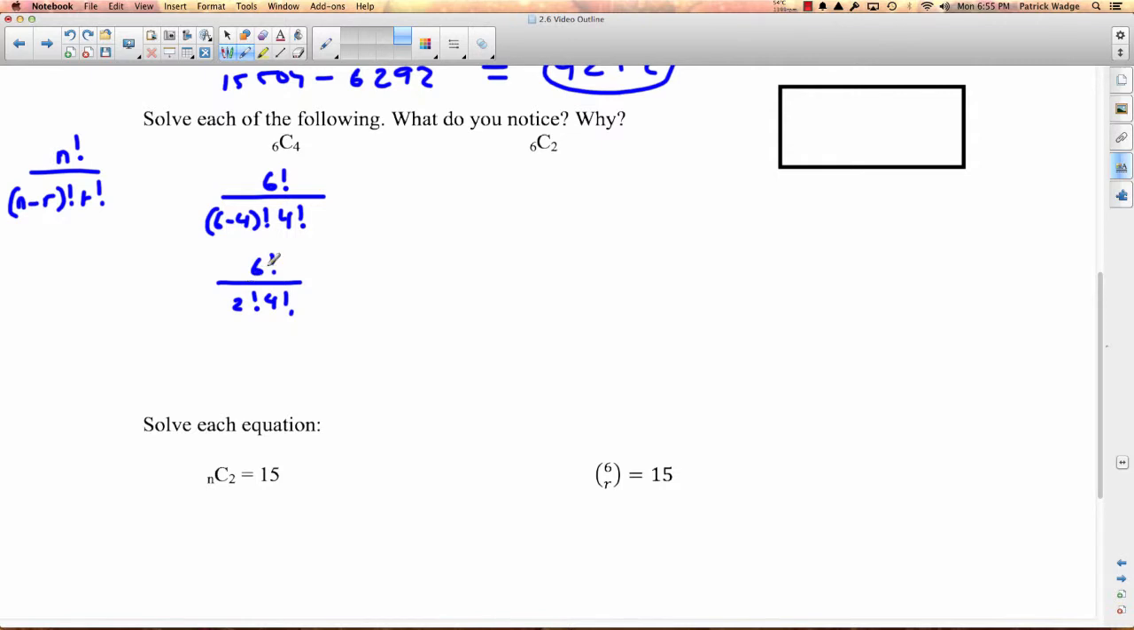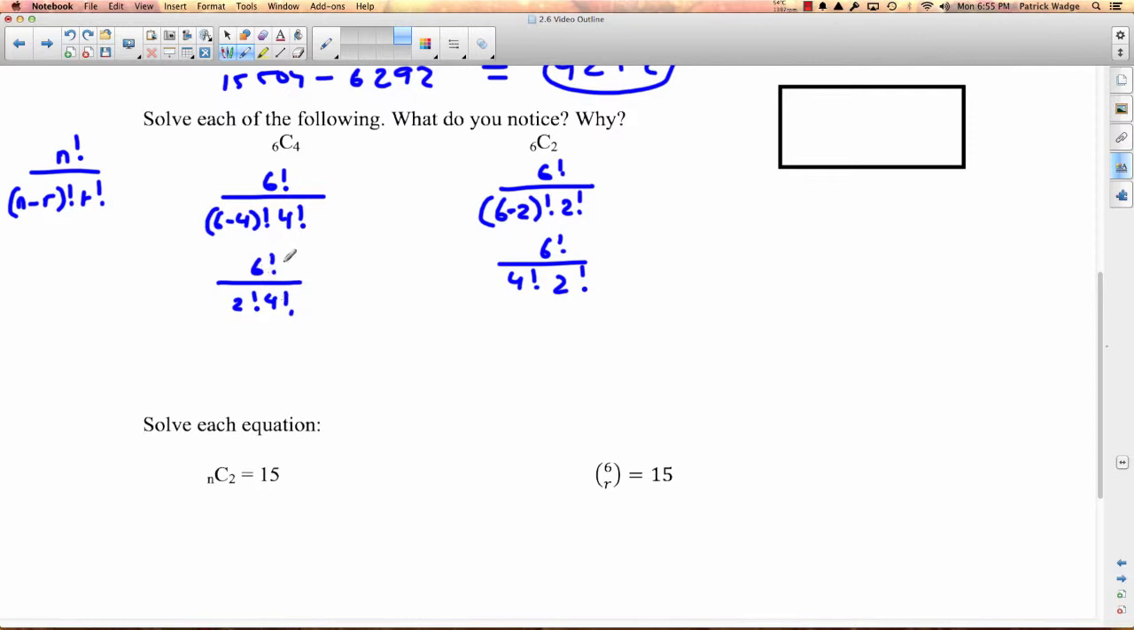Okay, on this one, well, we'll come back and finish that in a second. In this one, we have 6 factorial over 6 minus 2 factorial, and then 2 factorial. So you end up with 6 factorial over 4 factorial, 2 factorial. Now, if you look at these right now, what do you realize? You're going to get the same thing, right? 6 factorial on top, and then on the bottom, multiplication order doesn't matter. You have a 2 factorial and a 4 factorial. You're going to get the same thing.